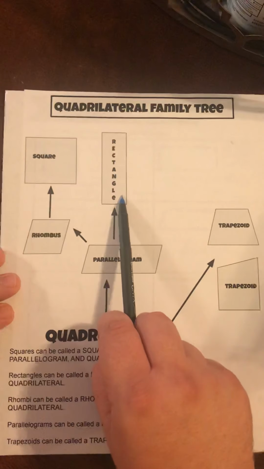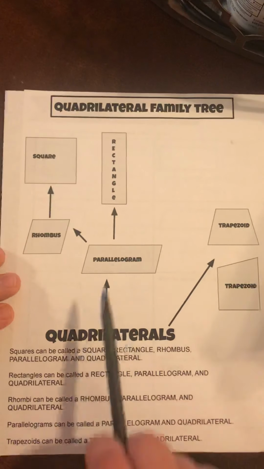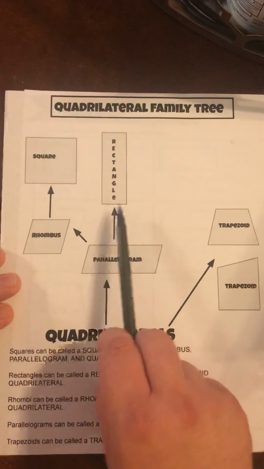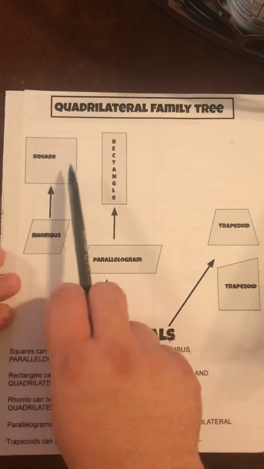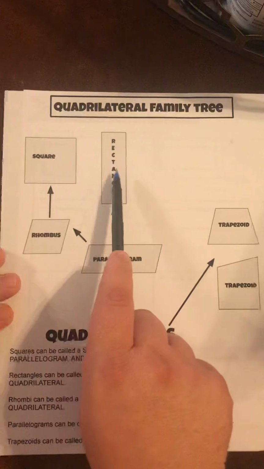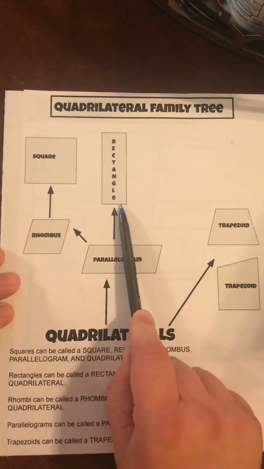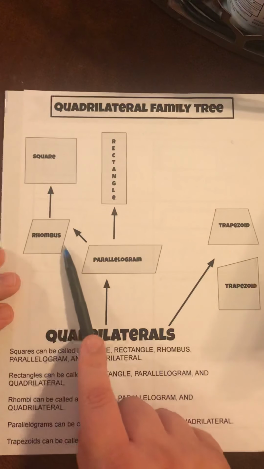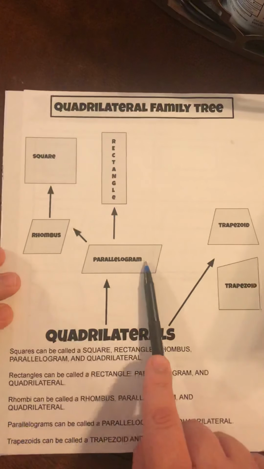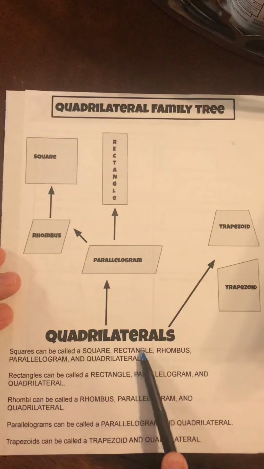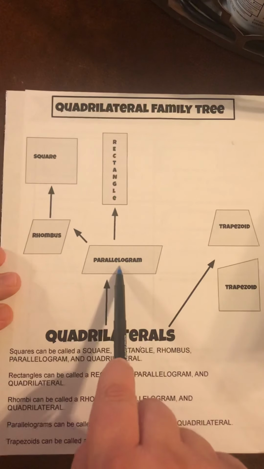Then we had rectangles. Rectangles, we can only call them parallelograms and quadrilaterals. We can't call a rectangle a rhombus, and we can't call a rectangle a square. All squares can be called rectangles, but not all rectangles can be called squares. Okay? We also talked about rhombuses or rhombi. We can call it a rhombus, we can call it a parallelogram, or we can call it a quadrilateral and a polygon. Okay?